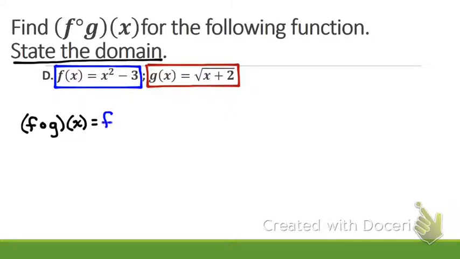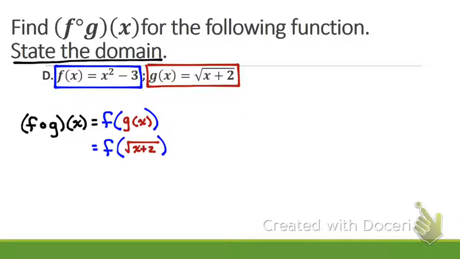F of x goes on the outside. G of x goes on the inside. So what are we going to use as input for our function f? What is that function g of x? Read it to me. The square root of x plus 2.